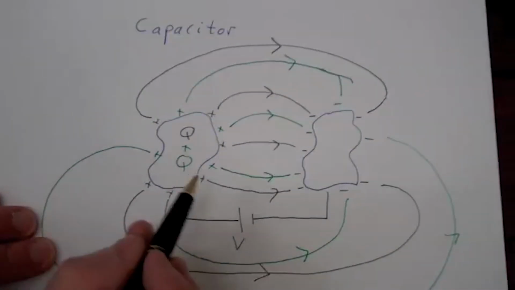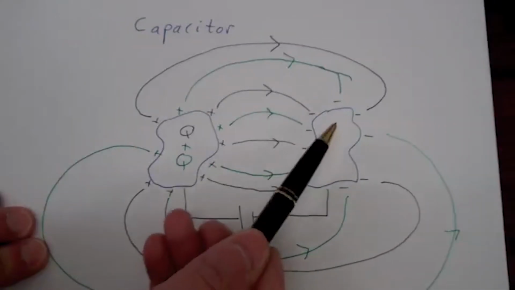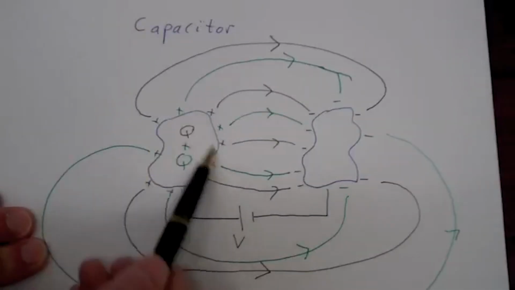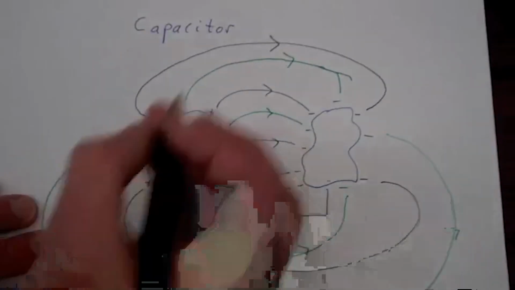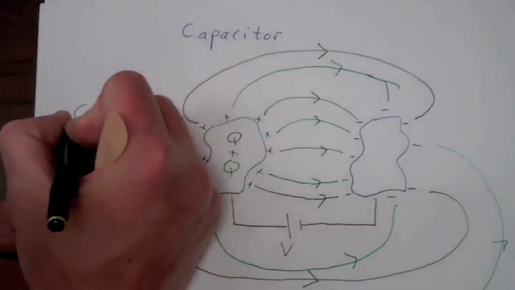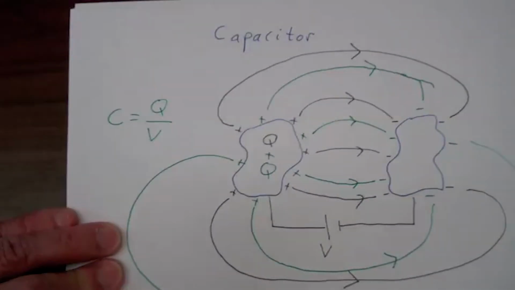So again, the potential is the integral of minus E dot dl from the object on the right to the object on the left. So doubling the charge doubles the potential. So the capacitance of our capacitor, Q over V, is again going to be a constant.